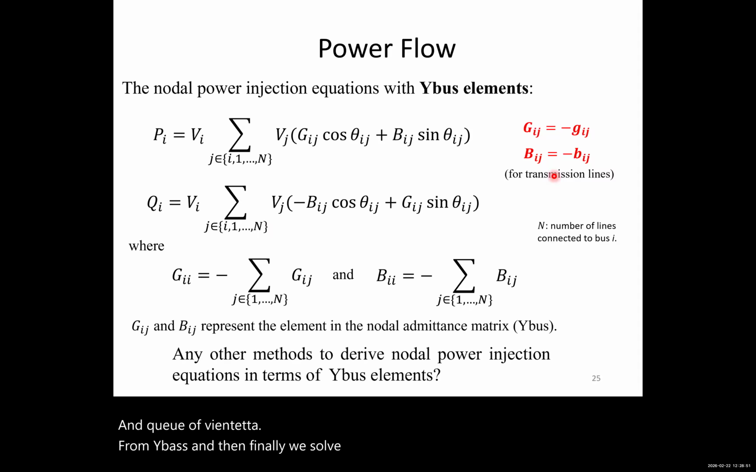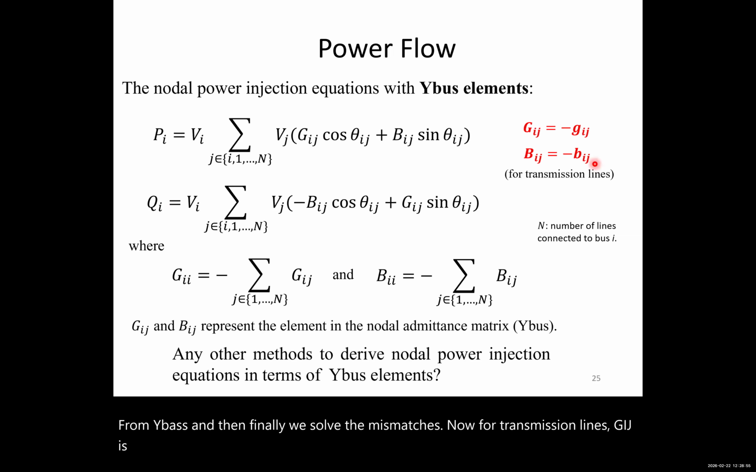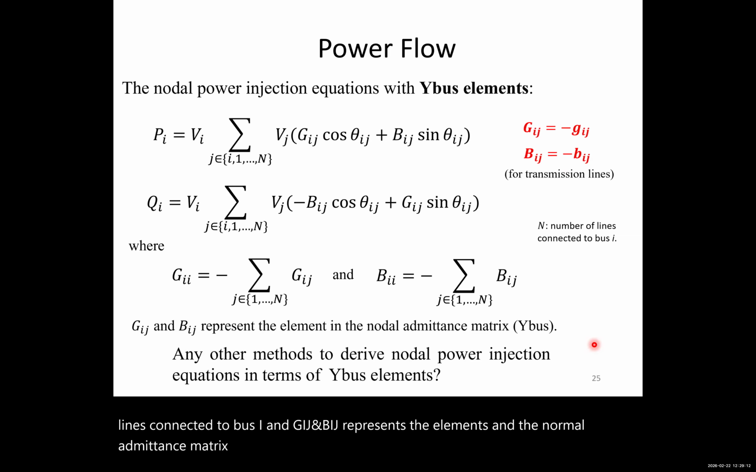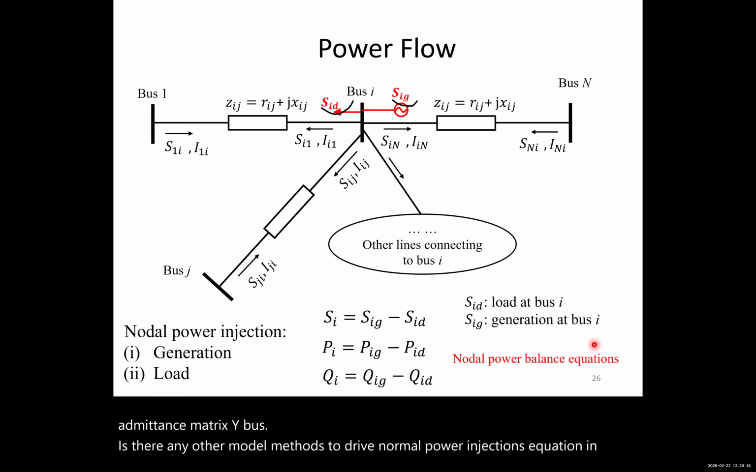Now for transmission lines, Gij is equal to negative gij lowercase and Bij is negative bij. Again, n is the number of lines connected to bus i, and Gij and Bij represent the elements in the nodal admittance matrix Ybus. Now, are there any other methods to derive nodal power injection equations in terms of Ybus elements? Yes, we can do that as well.